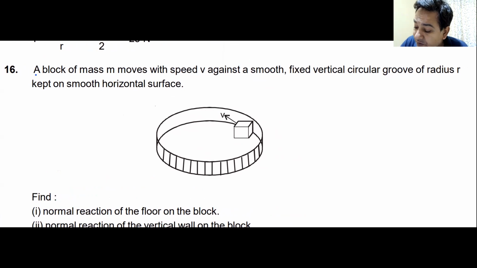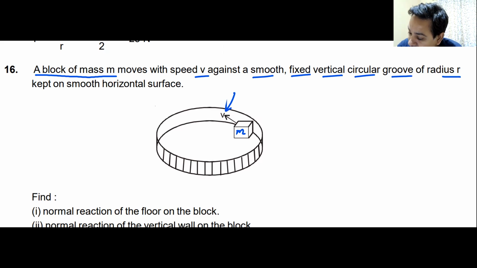You have a block of mass m, which is moving with a constant speed v against a smooth, horizontal, fixed, circular groove of radius r. So the radius of this groove is r, and this groove is smooth.